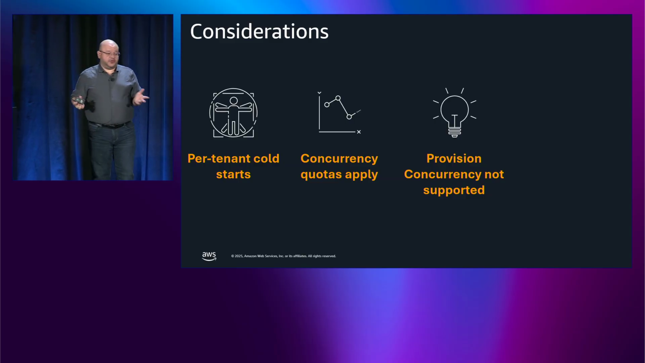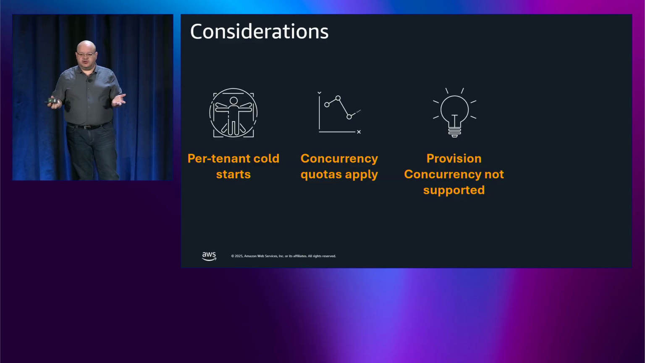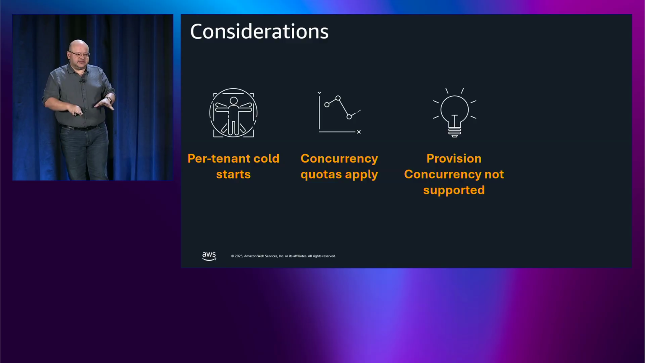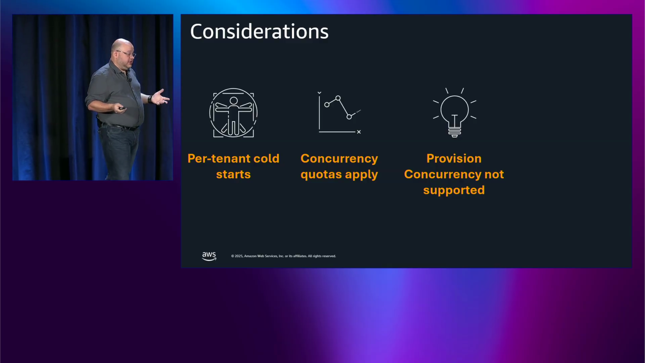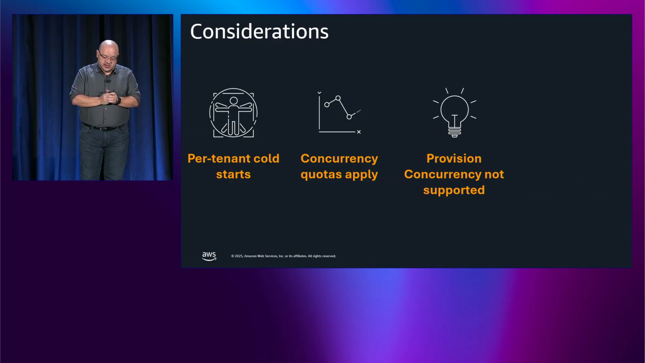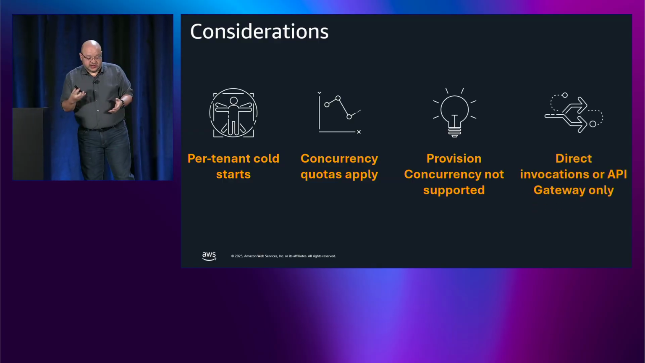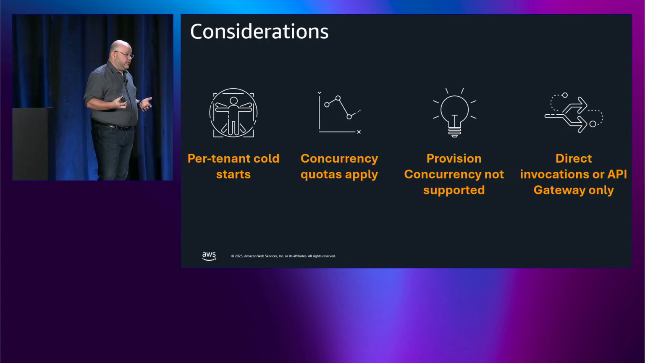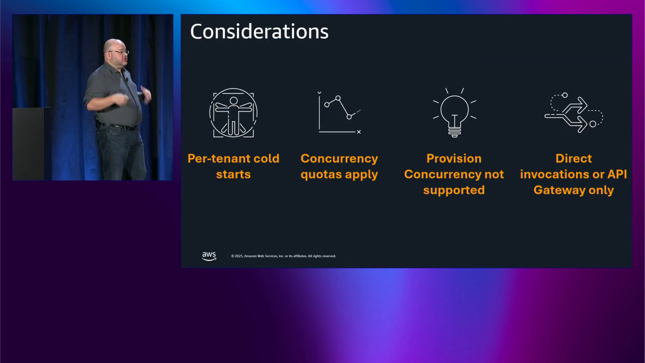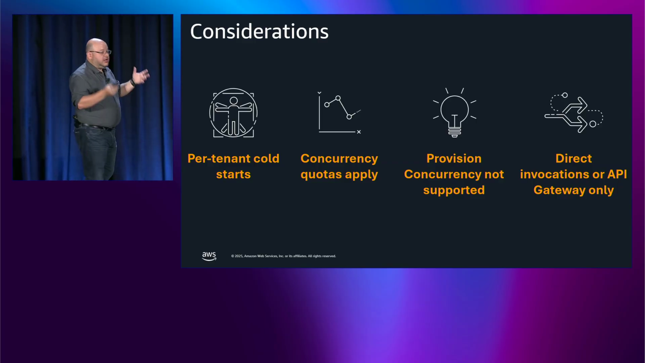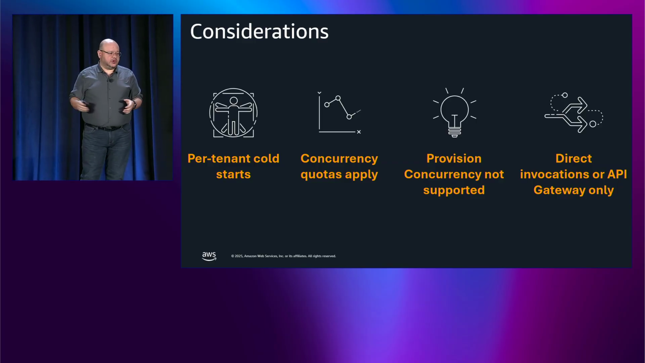Provisioned concurrency is not supported for obvious reasons, right? Provisioned concurrency means we're pre-warming a pool of execution environments, right? But we cannot pre-warm that if we don't know who the tenants are, right? So at this point, we'll see what happens in future, but at this point, provisioned concurrency is not available for this feature. And it's supported for direct invocations or API gateway integrations only at this point. So if you have your own control plane and you're invoking Lambdas, you can do it easily. Or if you use API gateway, we'll show how it works with API gateway in a few slides, okay?